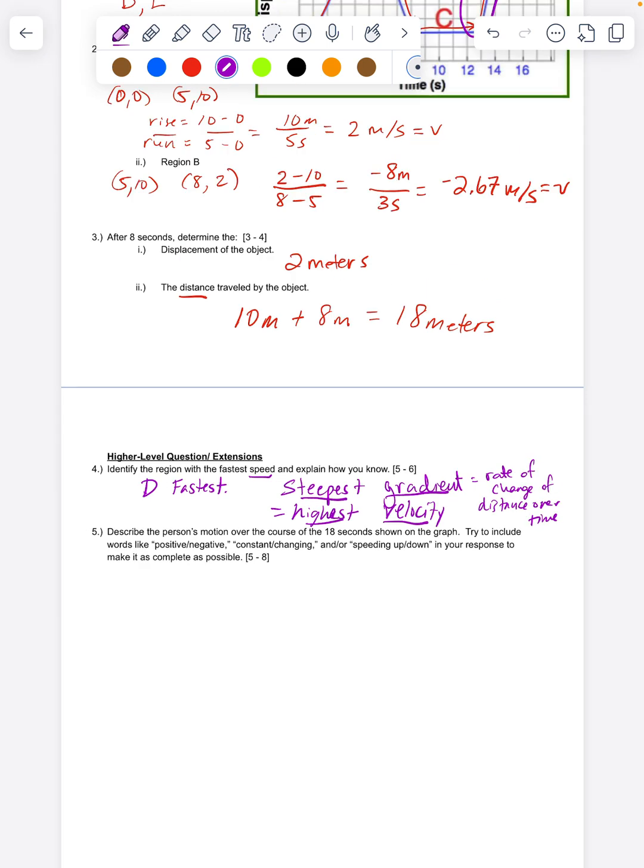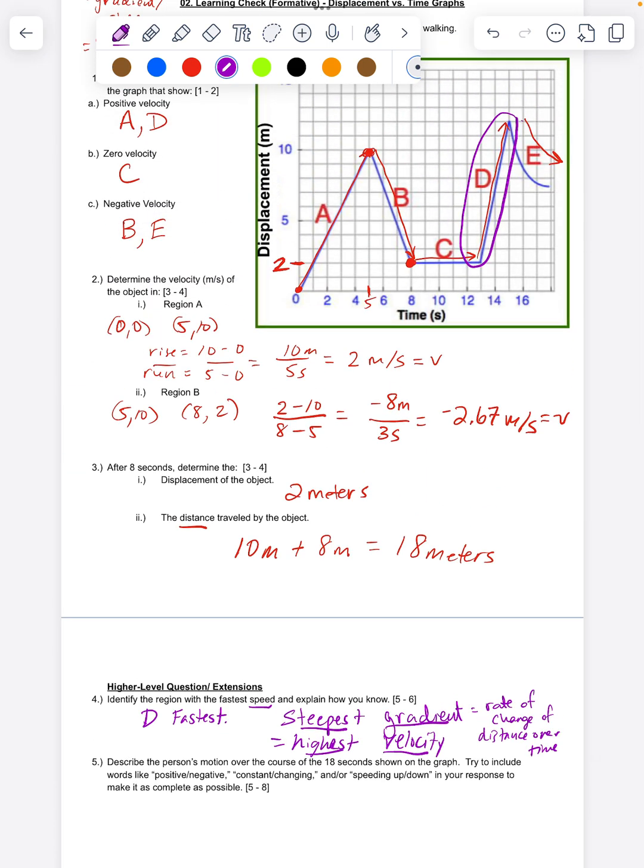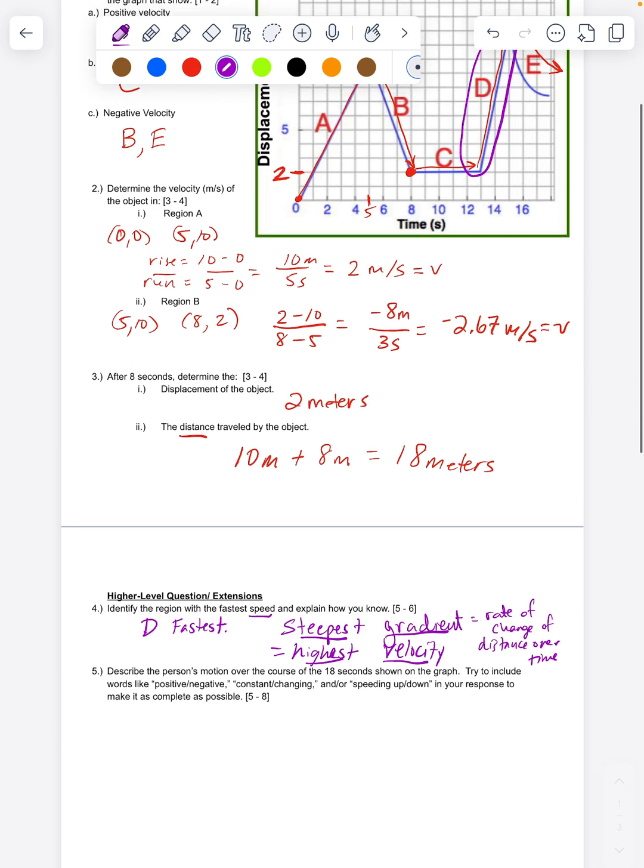Notice that since this question asked about speed, if this graph had had a really steep negative slope, that could have been our fastest speed. Speed does not care about direction. Speed is a scalar value, so you could have a very large negative slope, and that could be the greatest speed, even though it's negative.